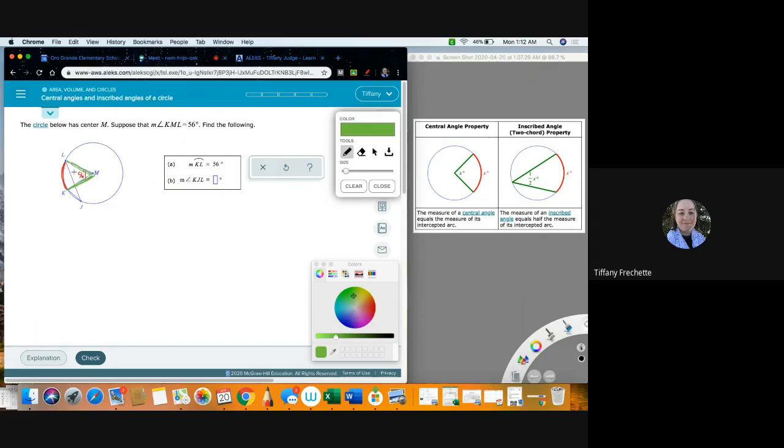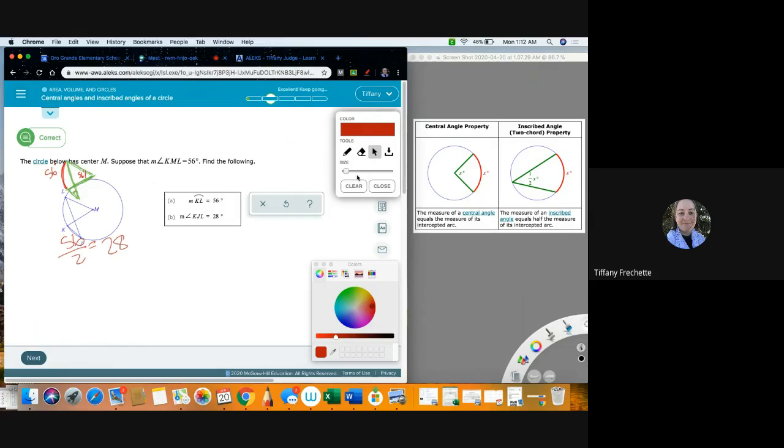Now we're going to find angle KJL. So KJL is this one here. So we want to find this angle right here. So remember, if the arc is 56 degrees out here, and I want to find an inscribed angle, I'm going to take 56 and I'm going to divide by 2. And that'll tell me what my inscribed angle is. So I'm going to get, let's see, I get 28. Okay, 28 degrees. I'm going to check. And we're good on that one.